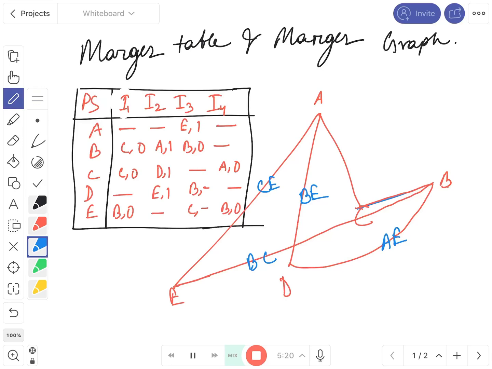Now let us check the compatibility for CD. For CD, for I1 outputs are same, for I2 outputs are same, and implied state is DE. I3 and I4 outputs are same. Now let us check whether DE is compatible or not. I can see that it is compatible, but I don't have to check DE's implied state now, it will be checked later on. So CD is compatible and its implied state is DE.